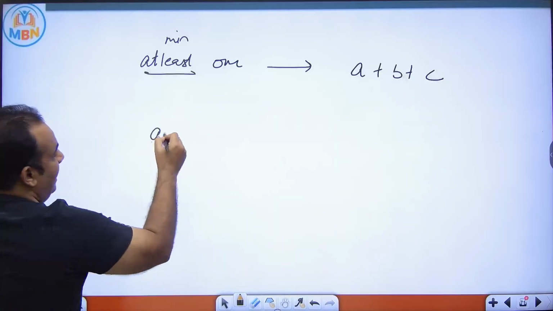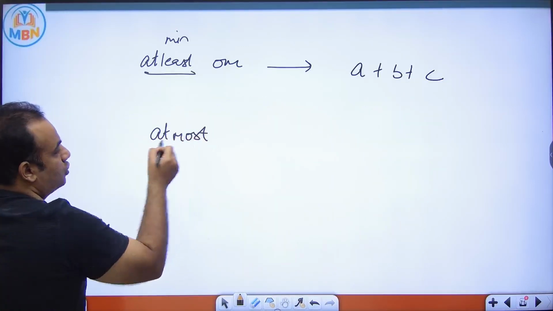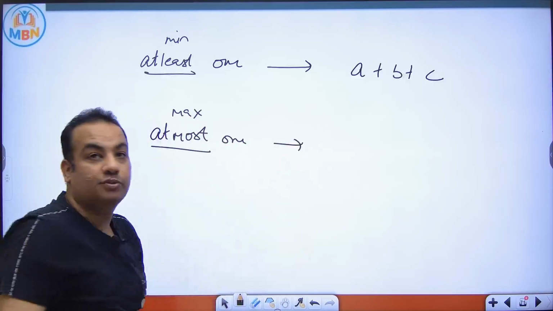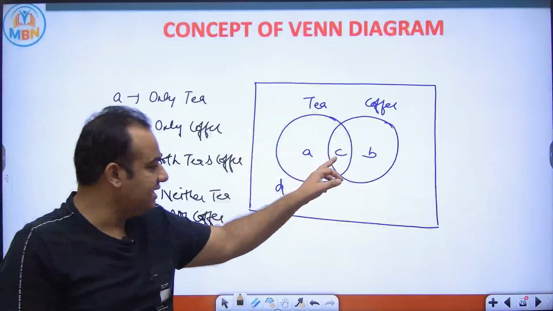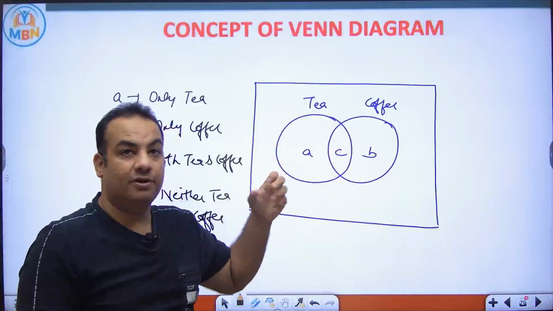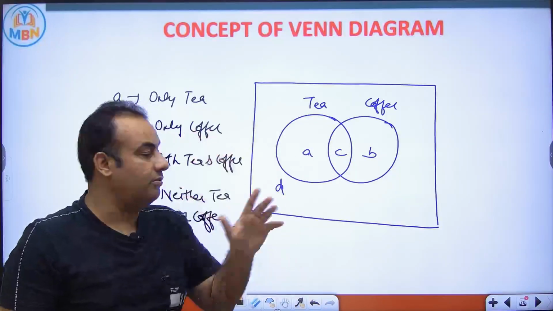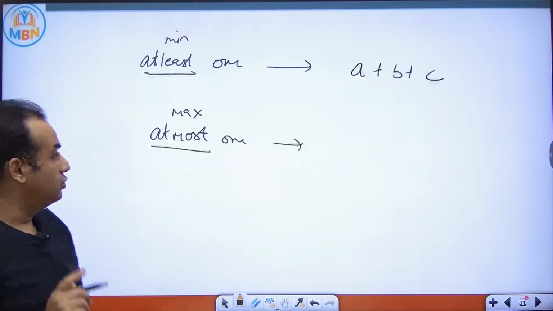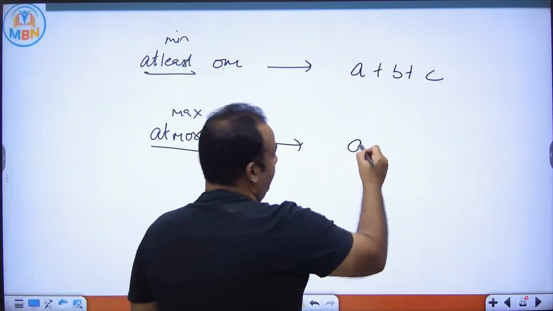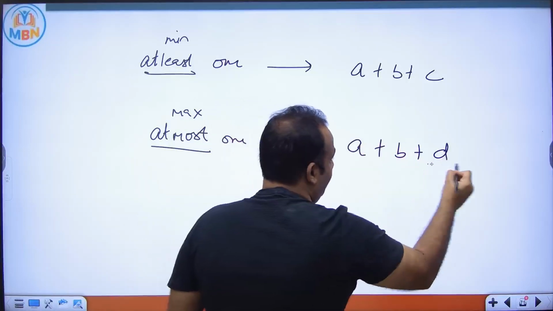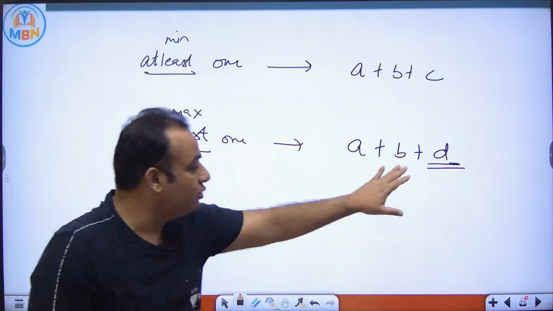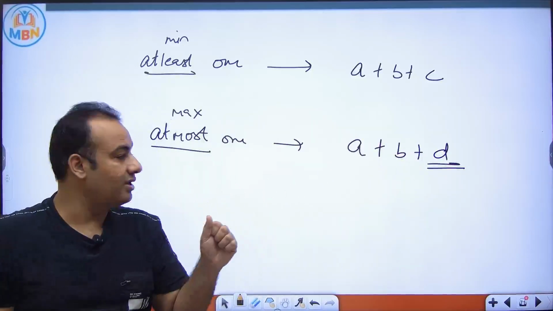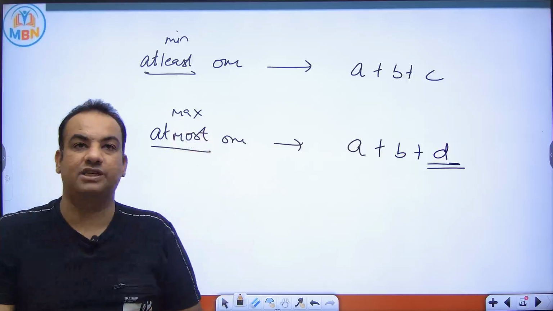If the question is at most one, at most means maximum. C will not be considered because C is drinking both. We want maximum one. So A will be taken, B will be taken, and D will be taken also. So please note down, some people don't consider D. D will be taken here. Why? Because D is not drinking anything. So 0. And A and B are drinking 1. Okay. So we want at most 1. So A plus B plus D.